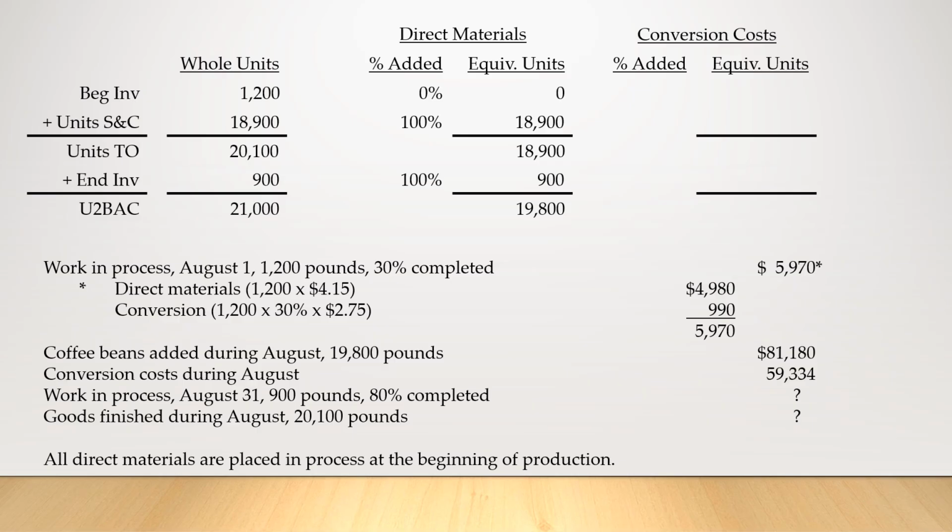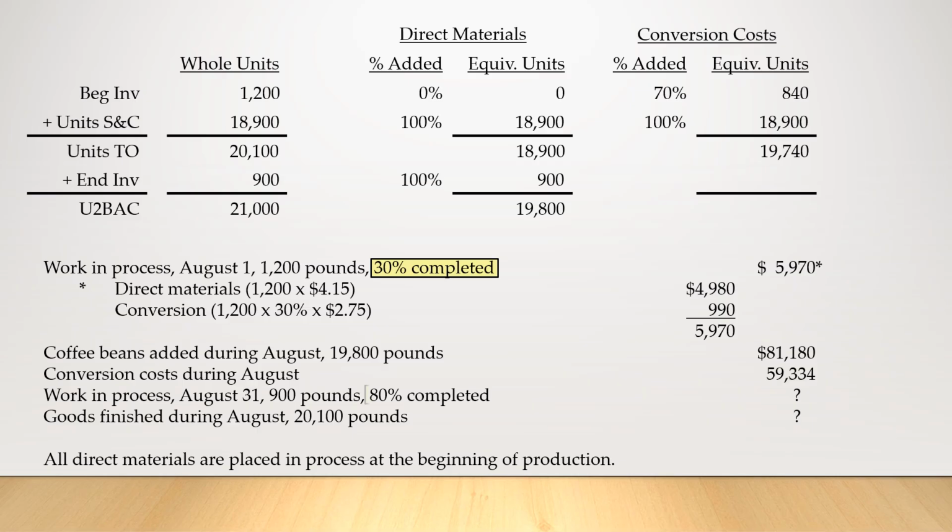Now we'll do conversion costs. Again, beginning inventory was 30% completed as of the start of the month. So how much conversion cost did we add this month? 70%. For units started and completed, if they were completed, then we must have added 100%. Total EU transferred out, 19,740 pounds.